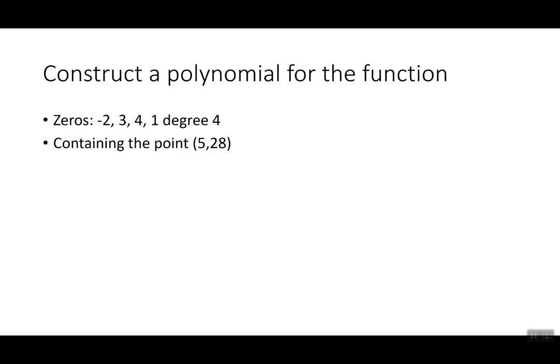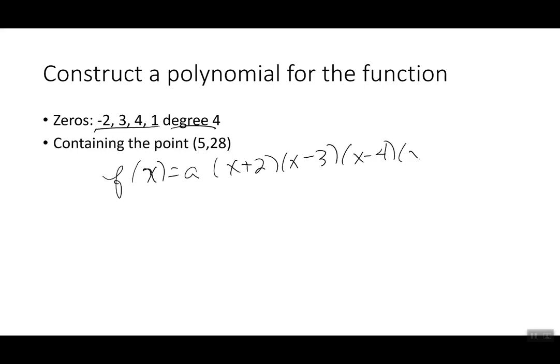Let's try it again. This one I said a little different. I have zeros of negative 2, 3, 4, and 1, and the degree is 4. So the degree being 4 and having 4 intercepts means they each have multiplicity 1. So I have f of x is equal to a, right, leading coefficient. I have x plus 2, I have x minus 3, I have x minus 4, and then x minus 1. So all multiplicity 1 because the degree overall was 4.